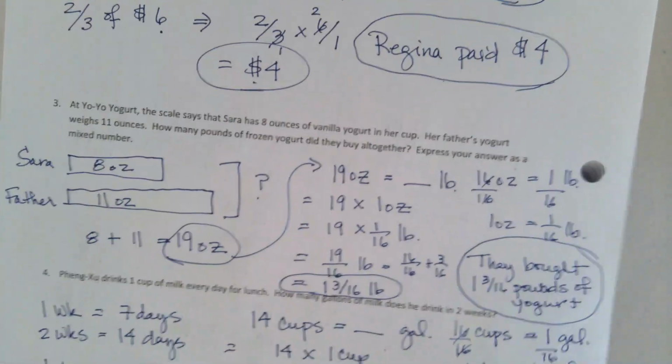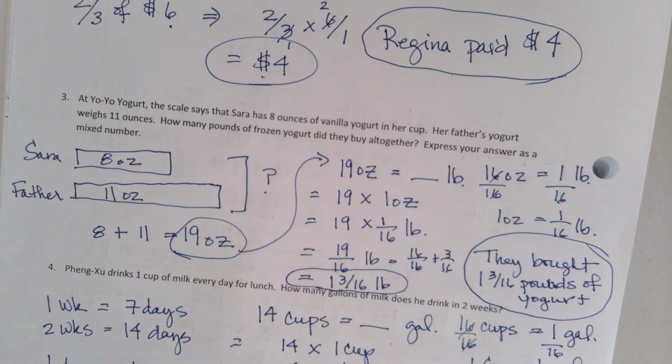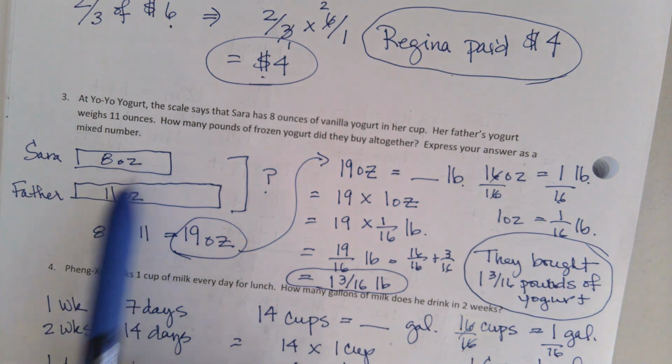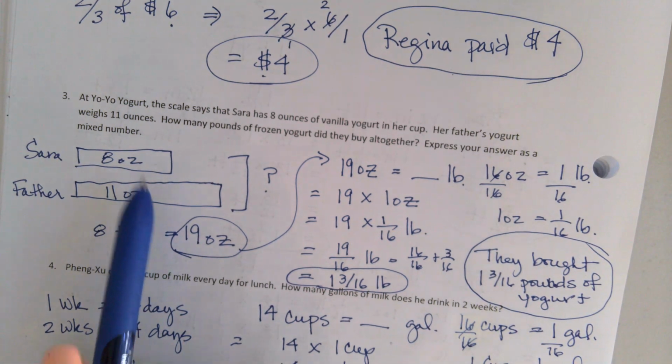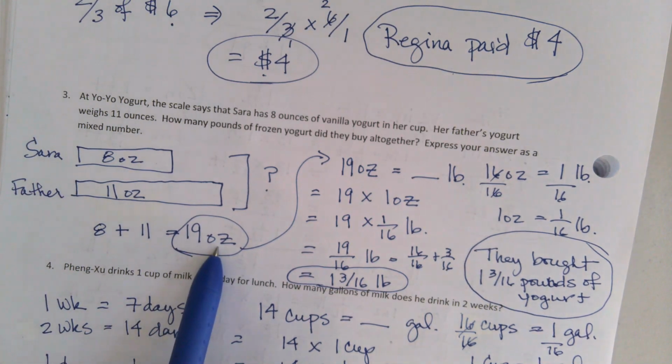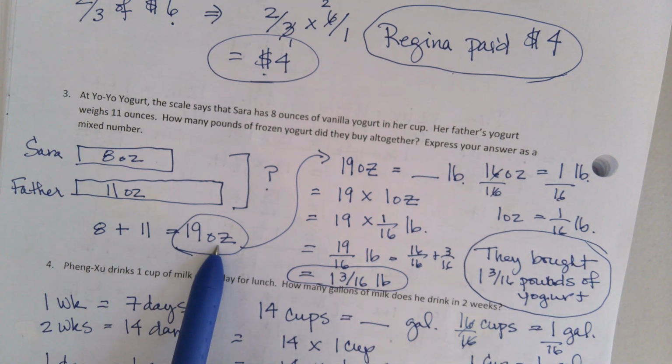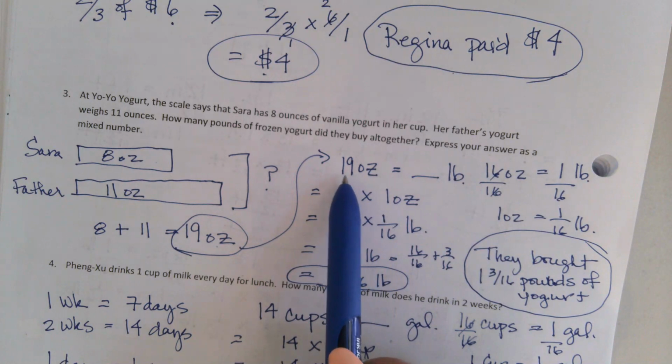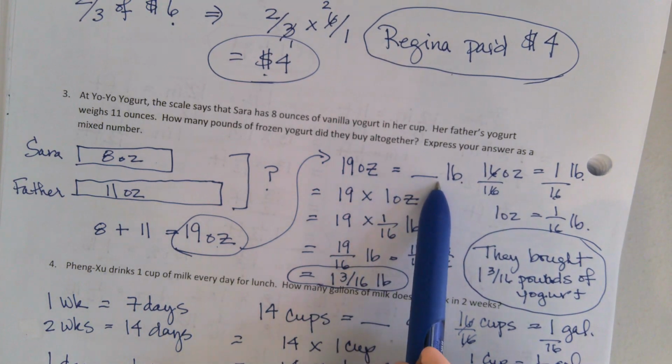Now, moving on to the yogurt. Here, Sarah had 8 ounces. Her father had 11 ounces. So if you add that together, 8 ounces plus 11 ounces is 19 ounces. So we want to figure out how much of a pound they bought altogether, right? So 19 ounces is the same as how many pounds?